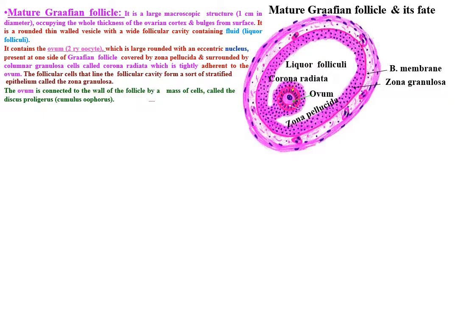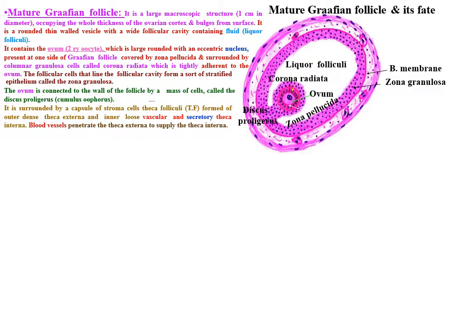Mature Graafian follicle is surrounded by a capsule of stroma cells, theca folliculi, formed of outer dense theca externa and inner loose vascular and secretory theca interna. Blood vessels from the theca externa penetrate to supply the theca interna.